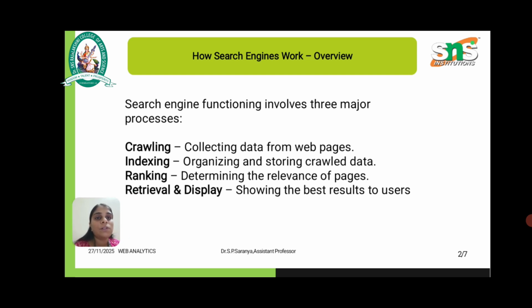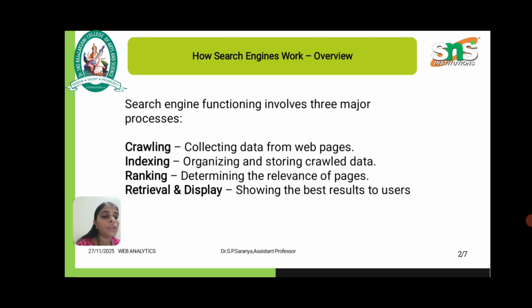In the last session, I gave a small intro about the search engine functions: crawling, indexing, ranking, and retrieval and display. These are the four stages of search engine functions. The three major processes are crawling, indexing and ranking. Finally, retrieval and display is the result showing process. So today we are going to understand how a search engine actually works behind the scenes.